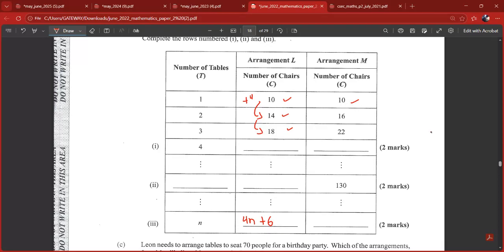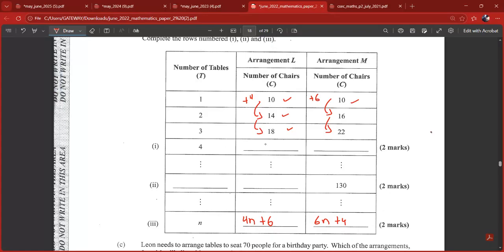So the number of chairs, let me fill out the formula first. From 10 to 16, and then 16 to 22, you're increasing by 6. So I say 6 by n. When n is 1, I'll get 6 by 1, which is 6, but I have 10 there. So if I add a 4 there, I'll get the 10. And then 6 by 2 is 12, plus 4, 16, and 6 by 3 is 18, and 18 plus 4 is 22. So these formulas will work, right?